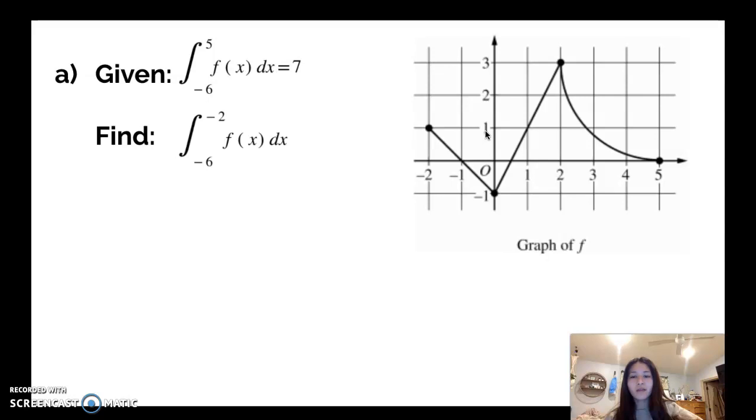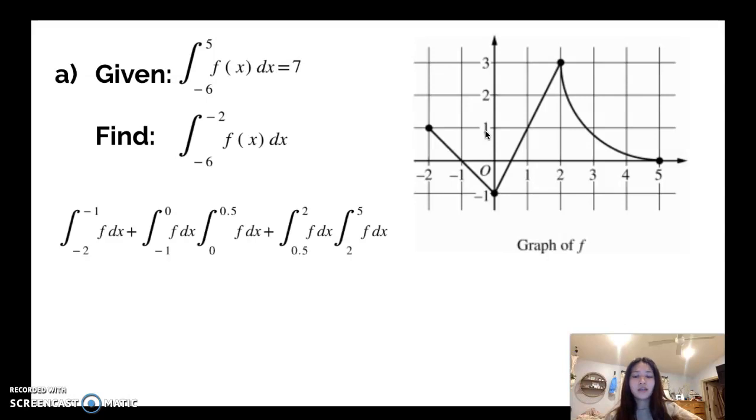So for part A, we're given the integral from 5 to negative 6 is equal to 7, and we're finding the integral from negative 2 to negative 6. So what I'm first going to start by doing is finding the integral from negative 2 to 5. What I'm going to be doing is finding the area using geometry of all these shapes and adding them up to find the integral.